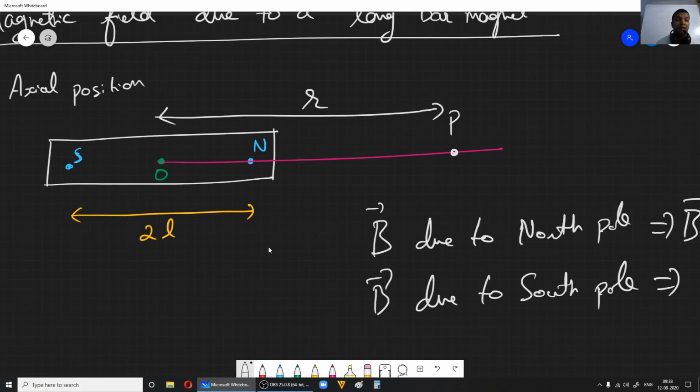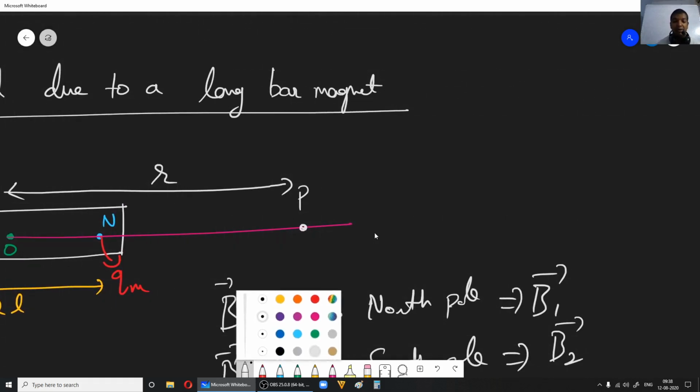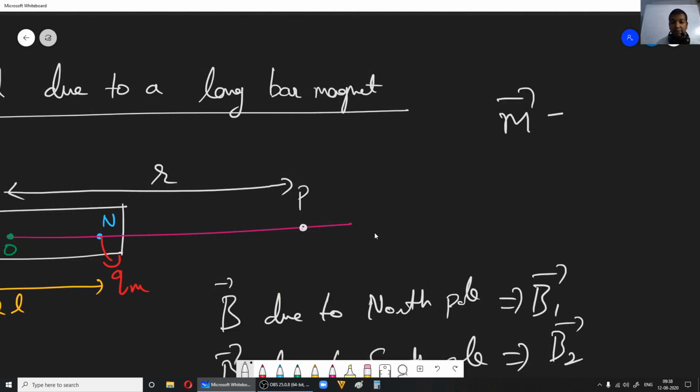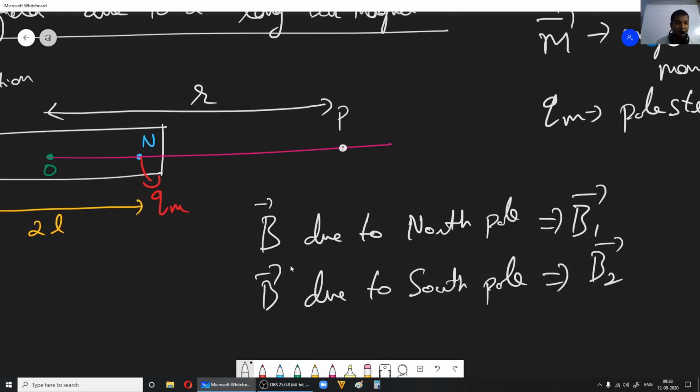Now due to the north pole, we can associate a magnetic charge QM, and for the south pole we can associate a magnetic charge minus QM. The notations I am using here are slightly different from your Allen material. I am using M for magnetic moment, because we kept using the same thing in NCERT also. So M for magnetic moment and QM for pole strength, otherwise the magnitude of the magnetic charge. We'll be sticking to this notation throughout.